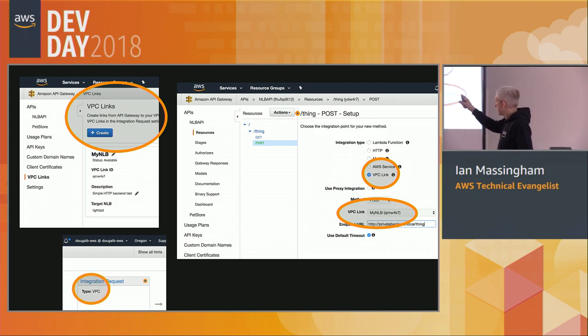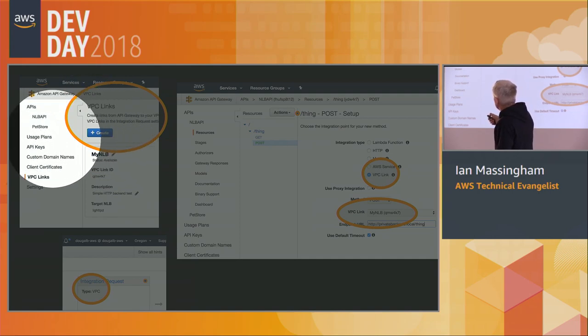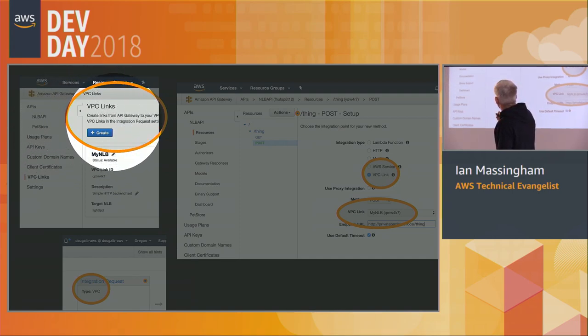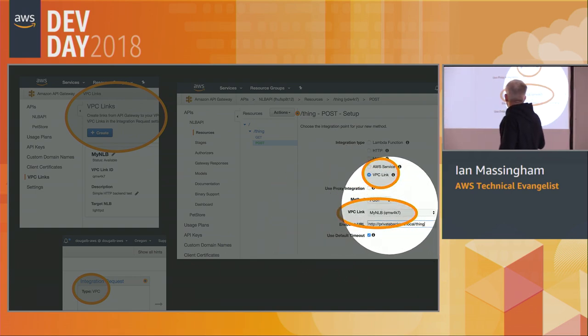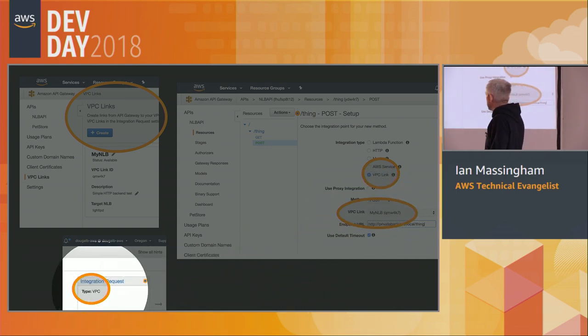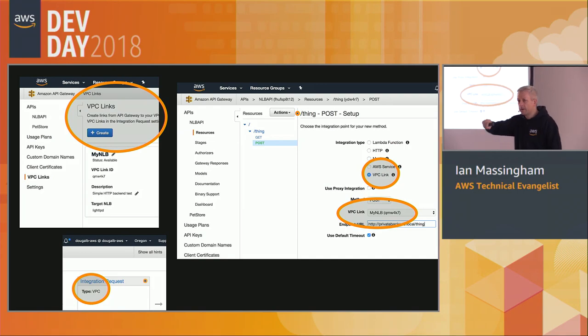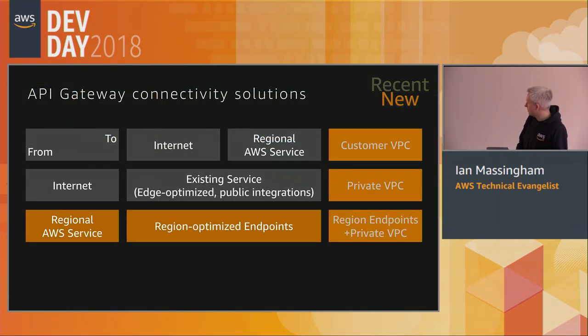So VPC links. This is in the API Gateway console. You create a VPC link, okay, which specifies a specific network load balancer that you can see here. Your integration type is VPC. Very simple. This creates the channel that I described from the API Gateway to those VPC-based resources. Then what you end up with is a matrix of solutions.